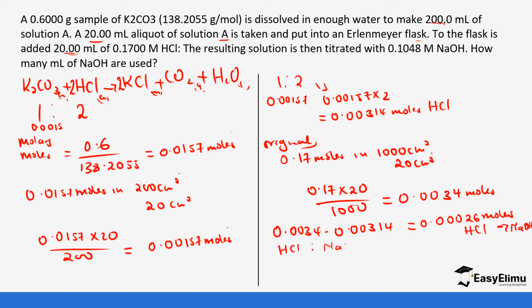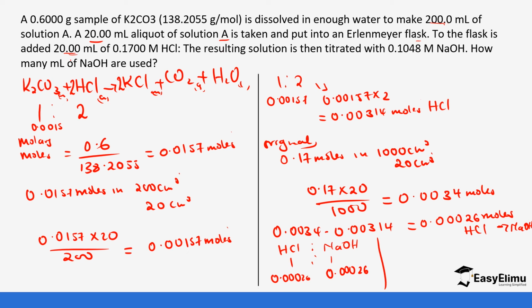So if the moles of the acid were 0.00026, it means the moles of sodium hydroxide were also 0.00026. So the question is, the resulting solution is titrated with this molarity. How much volume of sodium hydroxide was used?